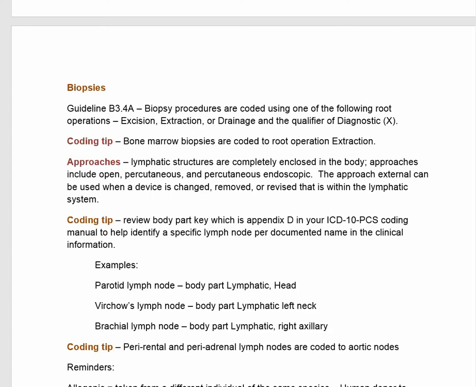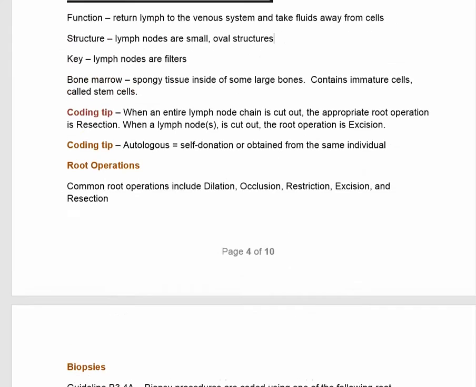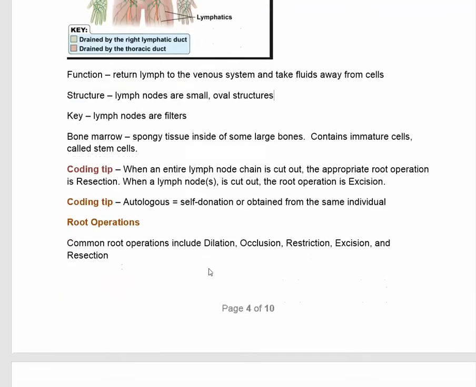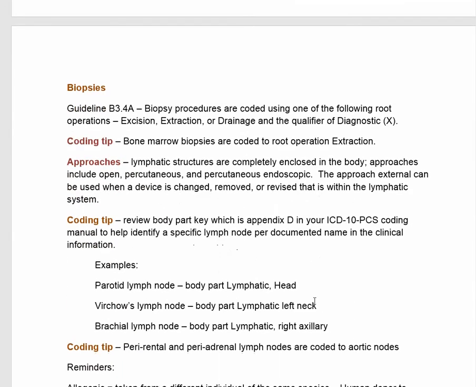Often, there are many lymph nodes. If we go back to that picture, this is really almost a little more than half of the body. You also have lymph nodes in the lower half of your body. So anatomically, if the physician refers to it by name, and you don't know where that lymph node is location-wise, and it's not listed specifically on the table or in the index, you need to look at your body part key.